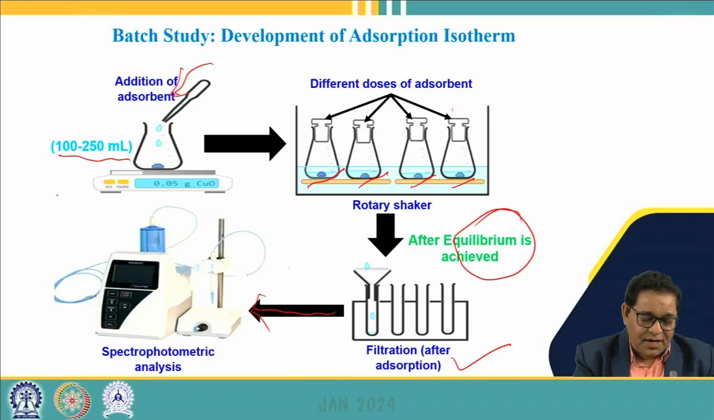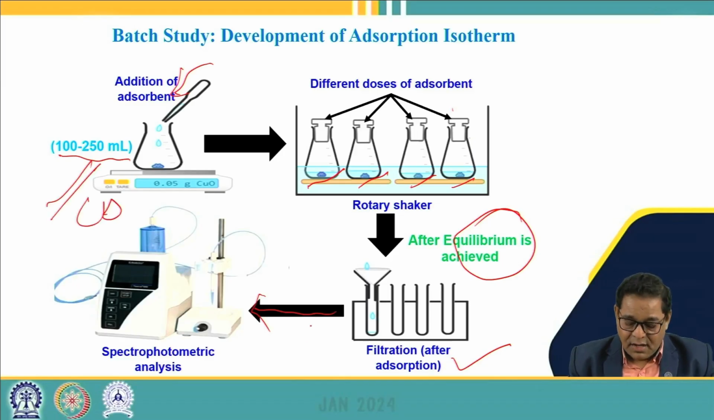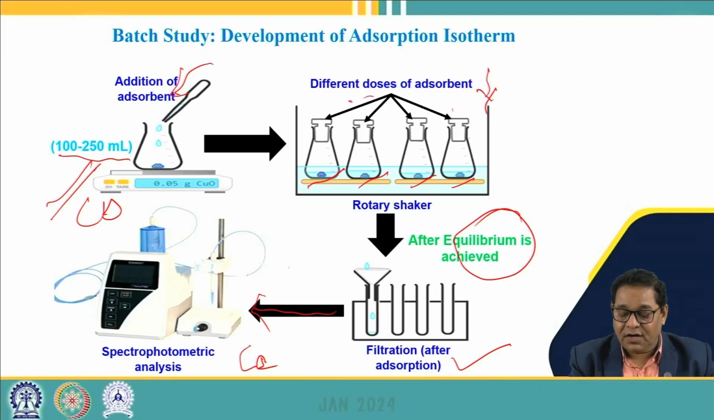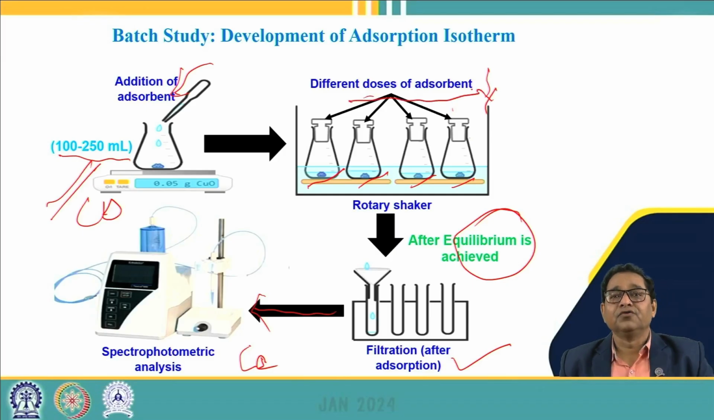So we will have the initial concentration, say C0, and after analysis, say the concentration becomes Ce, that is, after the equilibrium. This concentration and the different doses of the adsorbent added into the different flasks we have to note down, and then we can analyze the various isotherms and their model parameters.